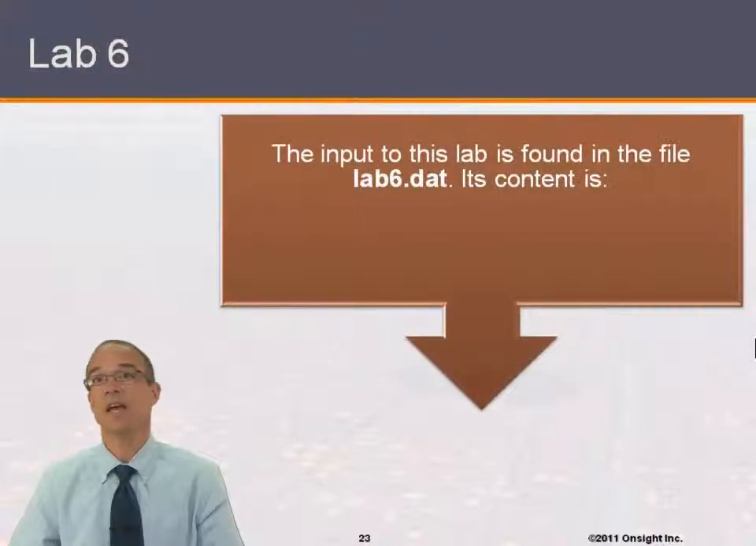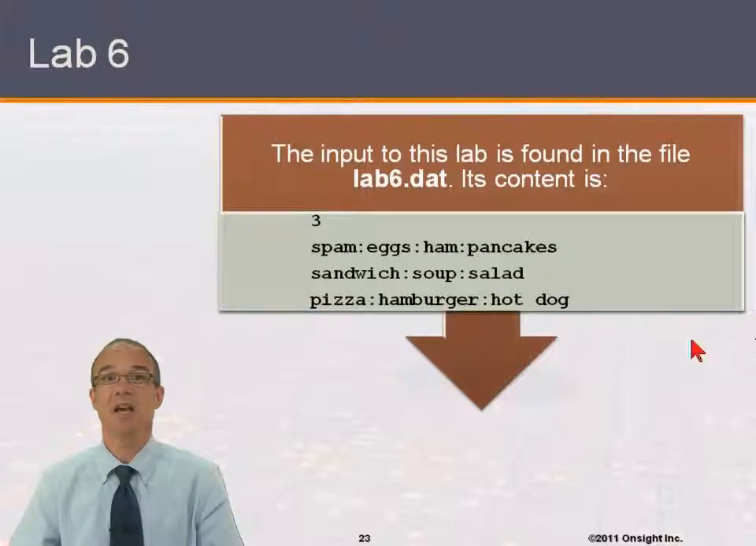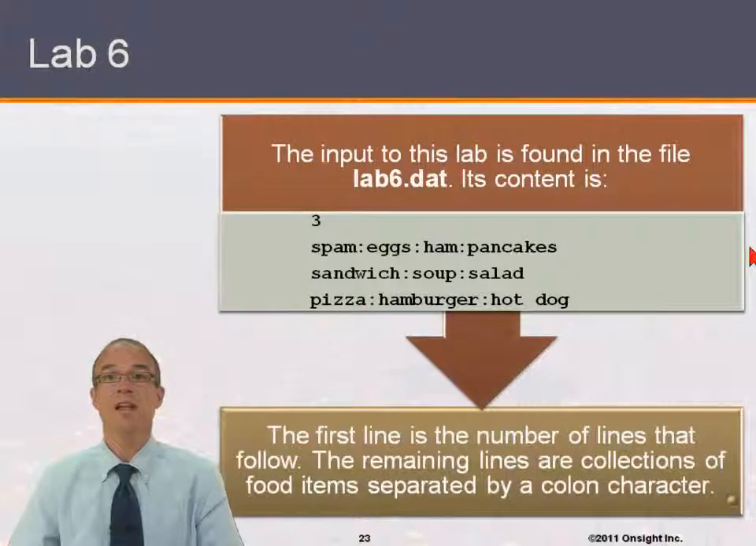So the input to this lab can be found in lab6.dat. So we see there's a number 3, and then some lines with words or items colon separated. So the first line is the number of lines that follow. So 3 means there's 3 more lines. The remaining lines are these items, colon separated.